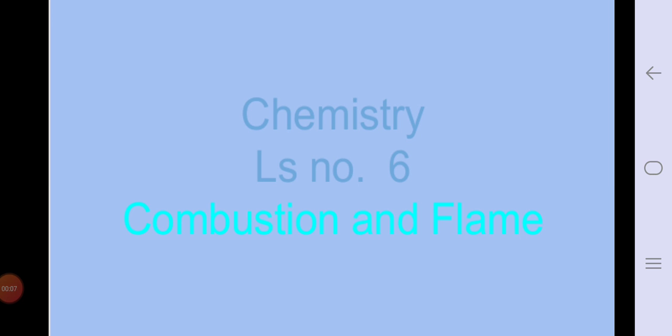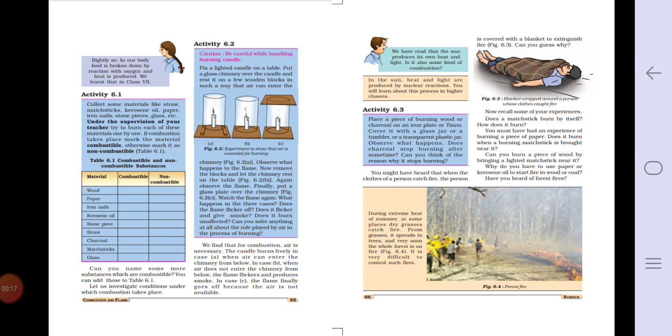Hello everyone. We have started our lesson number 6, combustion and flame. We have studied what is combustion, what are combustible and non-combustible substances. Today we are going to see one more activity which proves that oxygen is important for the burning or combustion.